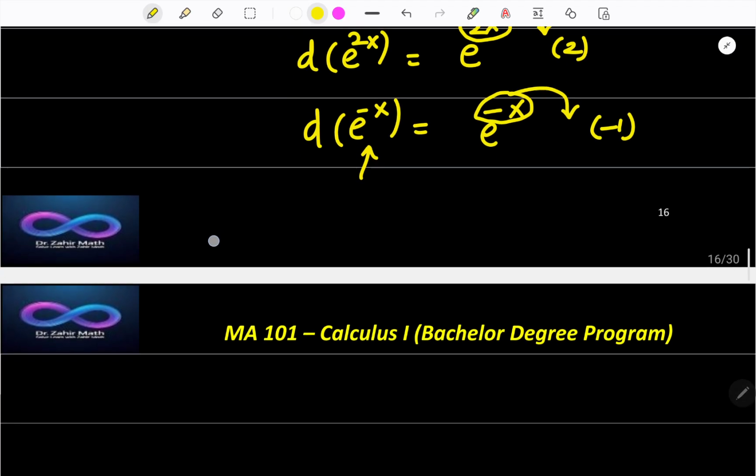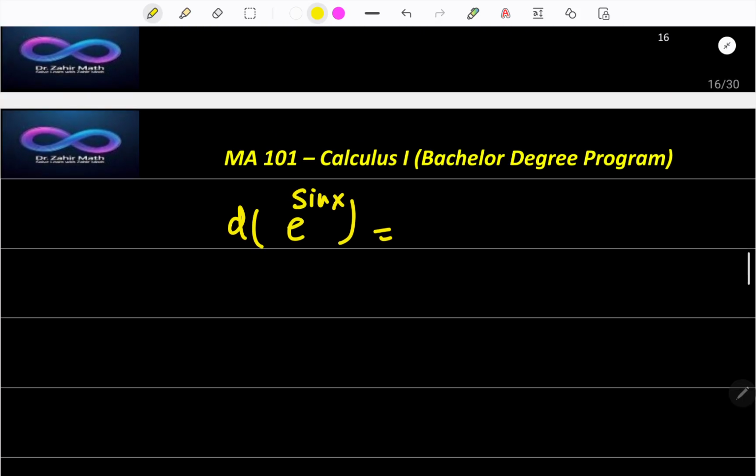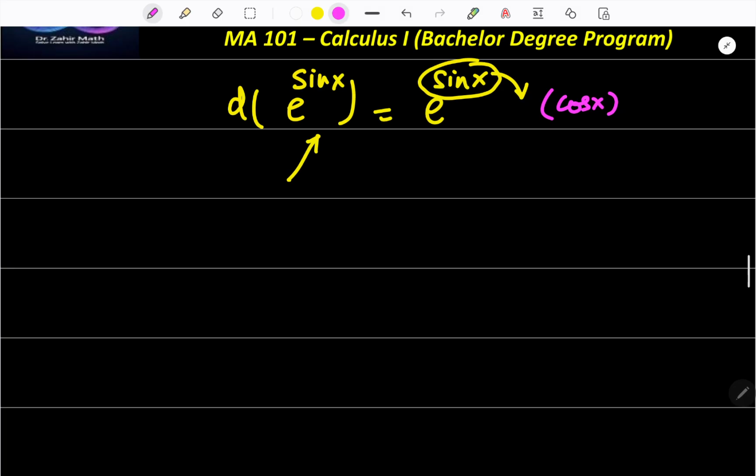So let me give you a few more examples. So I go with the derivative of what? Which is powers with the trigonometric functions. Suppose you have e power sine x. What is the derivative of e power sine x? First, what is the derivative of e power x? Which is e power x. After that, the derivative of sine x is what? Which is cosine x, right? So in this way, we are going to take the derivative. So let me give one more example, right? What is the derivative of e power cosine 2x?